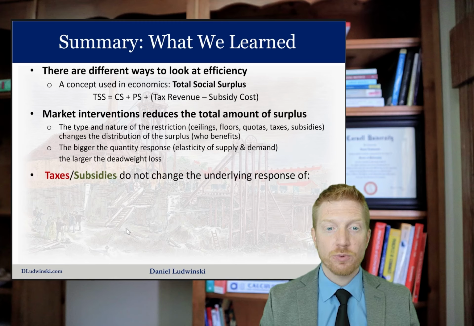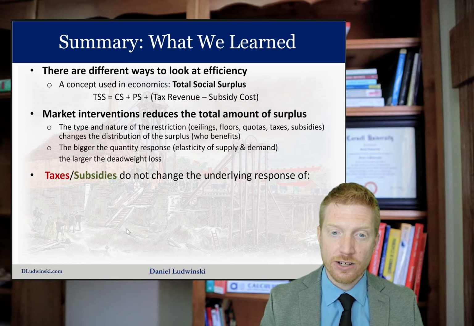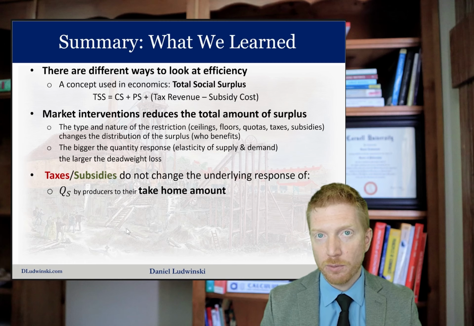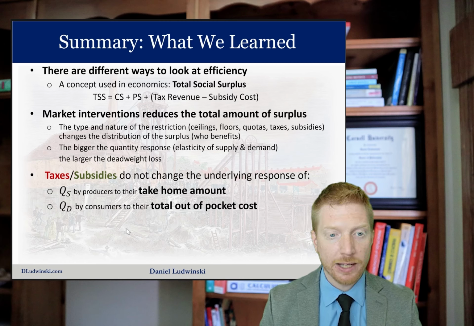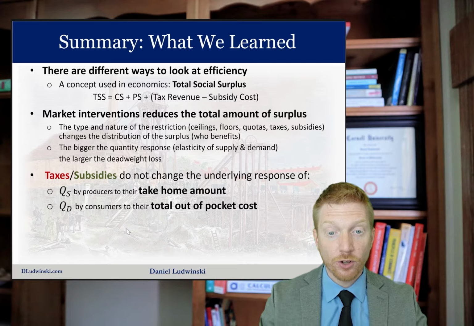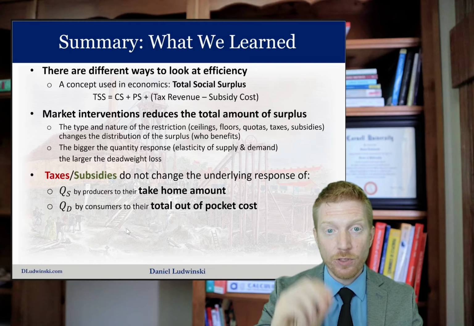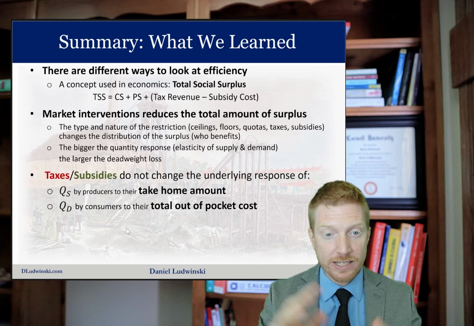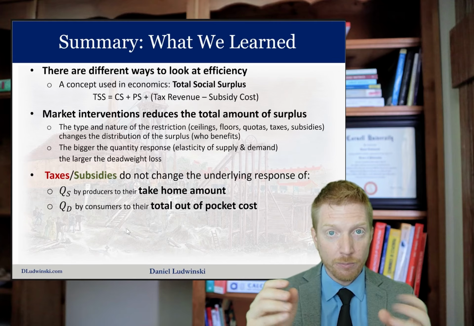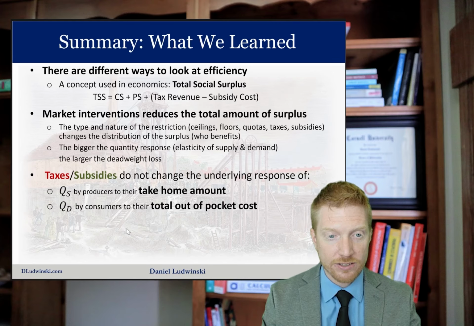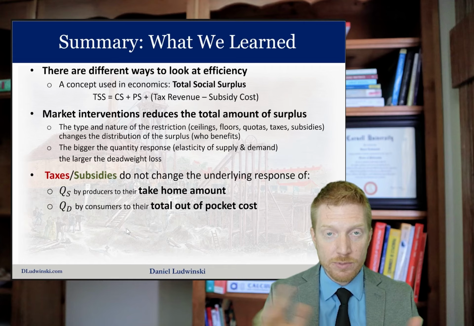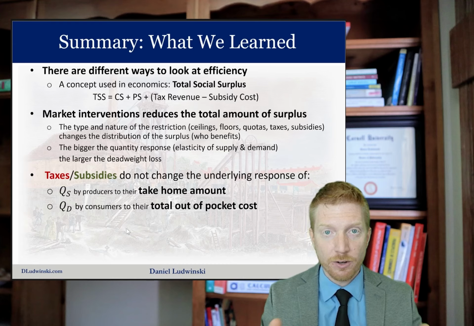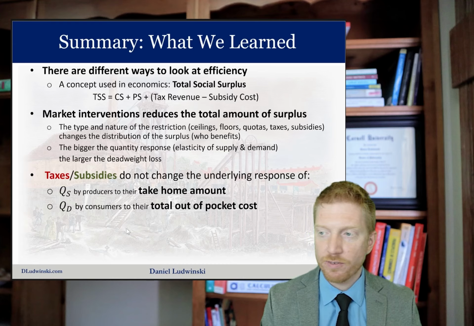For taxes and subsidies, we saw that they did not change the underlying response of the quantity supplied by producers to their take-home amount, and the quantity demanded by consumers to their total out-of-pocket cost. What is changing is the relationship of those two to transacted price. Right? So if you have a tax, your take-home amount is not the price. It's the price minus the tax. If consumers are getting the subsidy, then their total out-of-pocket cost is not the price, it's the price minus the subsidy. You're paying less than the transacted price if the consumer has a subsidy.